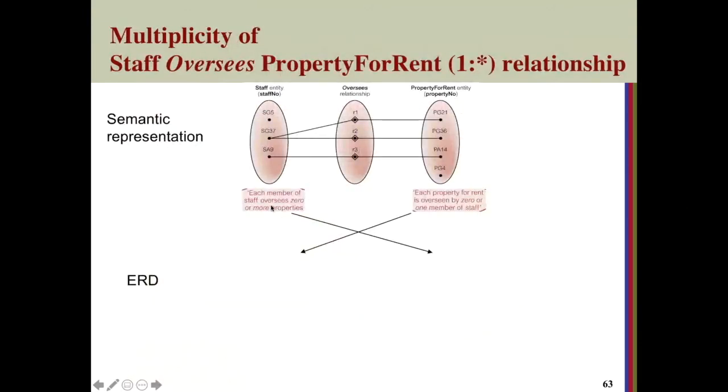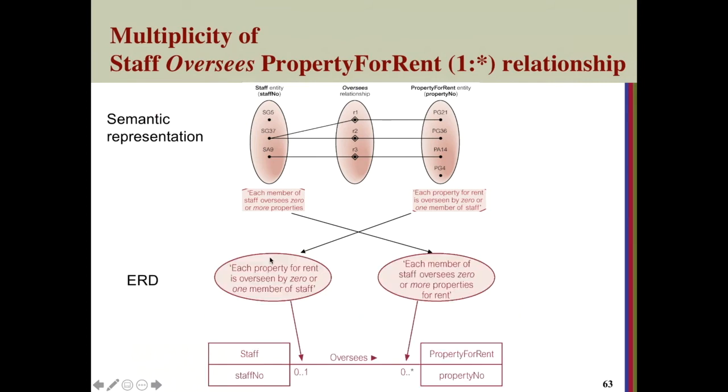Then next step, in ER diagram, this is for our own understanding, okay? In ER diagram, we will represent the staff with a rectangle, property for rent with a rectangle. The relationship on the left side will go to the right, and the relationship of the right side would go to the left. So it's here. First entity is staff, second entity is property for rent. The description from the left will come to the right. So it means each member of staff oversees 0 or more properties.